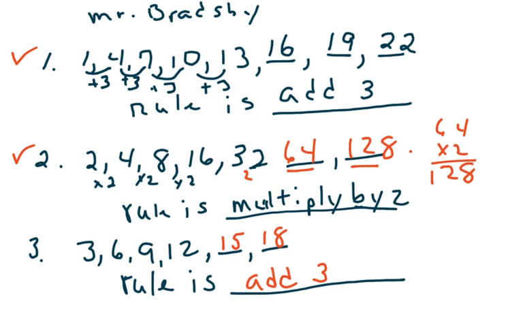All right, I hope you got it. If you look, you add 3, you get to 6, add 3, you get to 9. So this is an addition rule. We are adding 3, right? Add 3, add 3, add 3. So the next one, you add 3 to 12, you get 15. Add 3 to 15, you get 18. So that's the next 2 members of this pattern.